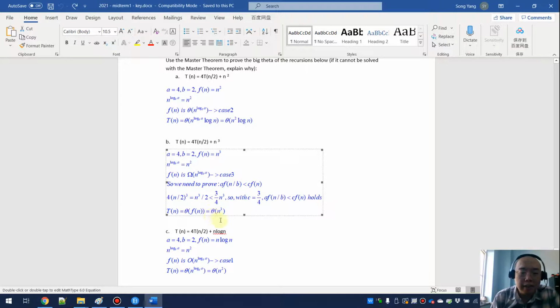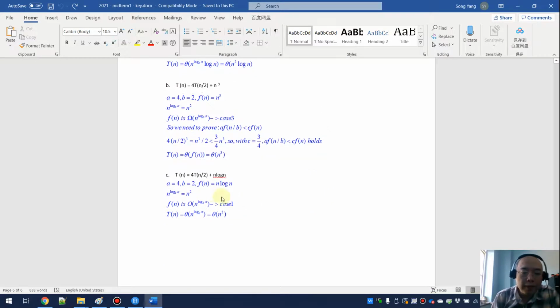That is Theta of n cubed. Okay, a lot of you guys missed this part, or you did this part wrong. Okay, the next question. a and b are the same, and for this f(n), it is n log n. For n log n, it grows slower than n to the power log_b a. So this is case 1. For case 1, it will be Theta of n to the power log_b a. So you have Theta of n squared.